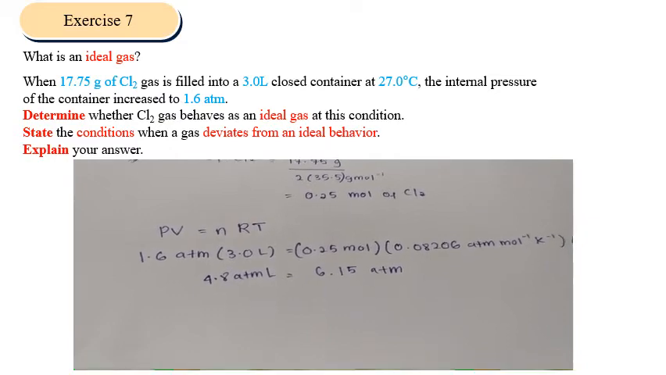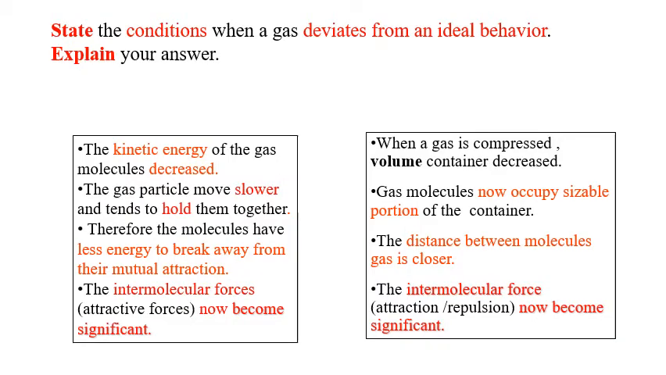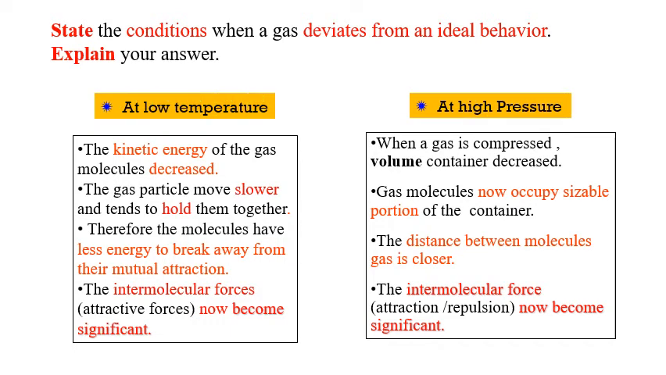Disobey ideal gas. State the condition when a gas deviates from an ideal behavior. The answer is at high pressure, at low temperature. At low temperature, the kinetic energy of the gas molecules decreases. So the gas particles move slower and tend to hold together. Now, the molecules have less energy to break away from their mutual attraction. The intermolecular forces, meaning the attractive or repulsive forces, now become significant.